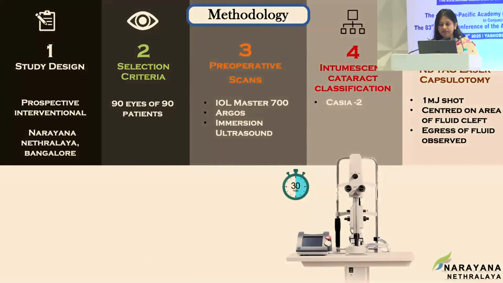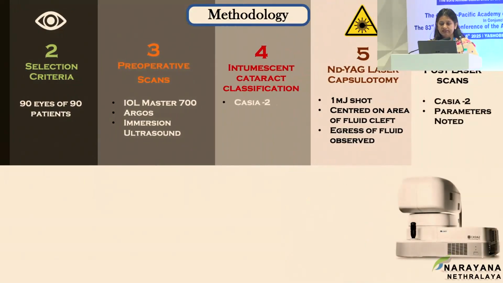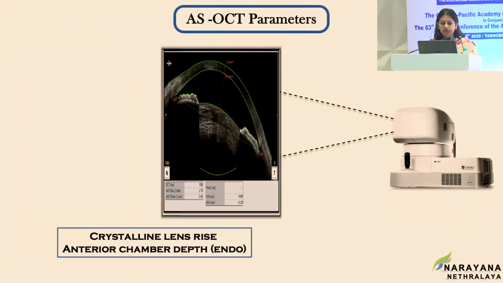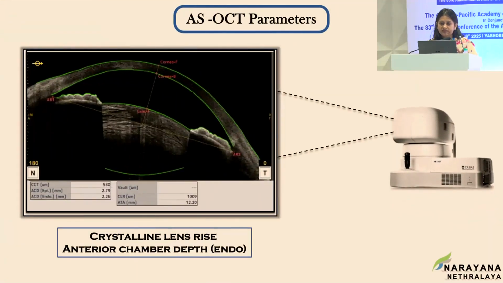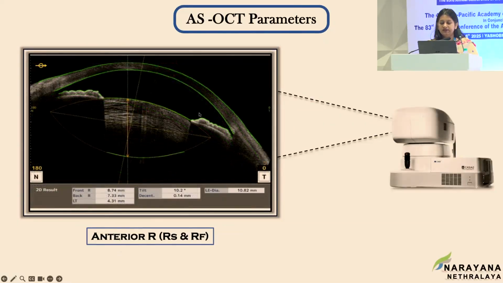Now, after classifying these patients, all of them underwent an NDR laser capsulotomy almost half an hour before the surgery, and we targeted areas of fluid. And post-laser, the AIOS2025 scan was repeated. Now, on AIOS2025, we looked at the following parameters. One is the crystalline lens rise, that is the distance between the line joining the angle recess and the anterior lens surface, the anterior chamber depth, and the front radius of curvature of the anterior lens.